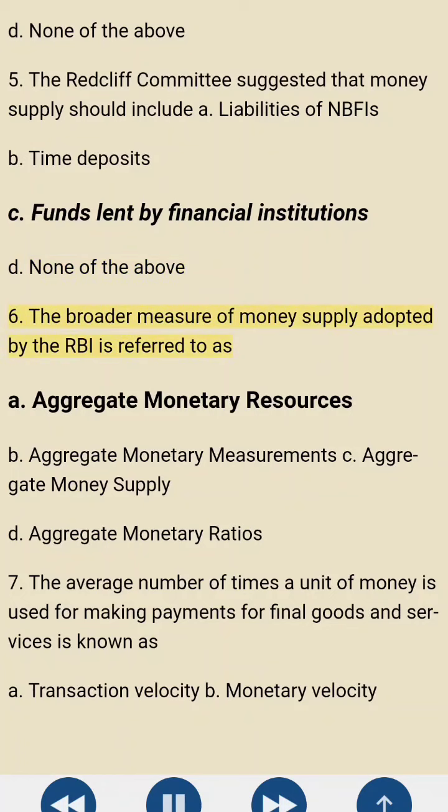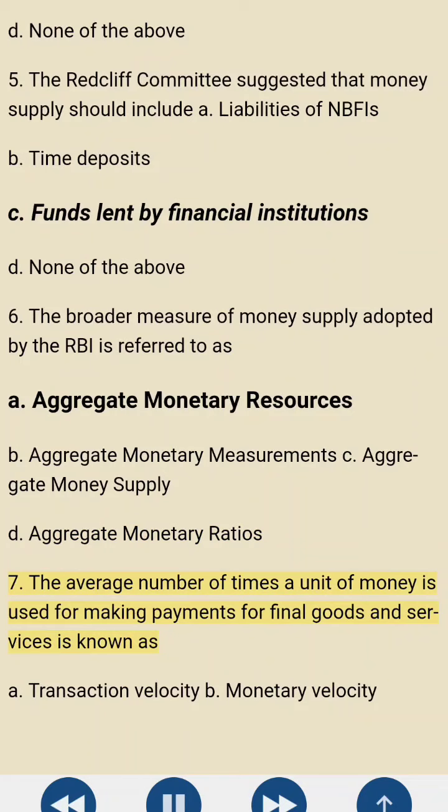6. The broader measure of money supply adopted by the RBI is referred to as A. Aggregate monetary resources. B. Aggregate monetary measurements. C. Aggregate money supply. D. Aggregate monetary ratios. 7.